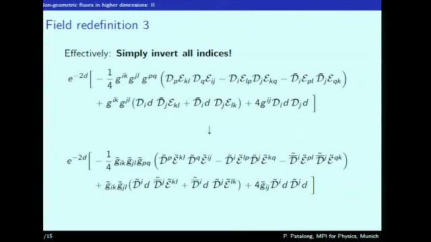So effectively, the field redefinition is simply inverting all indices. So we take the double field theory action in this particular formulation, and we just replace everything with index down by something with index up, and vice versa. So so far we haven't employed any computation on this.